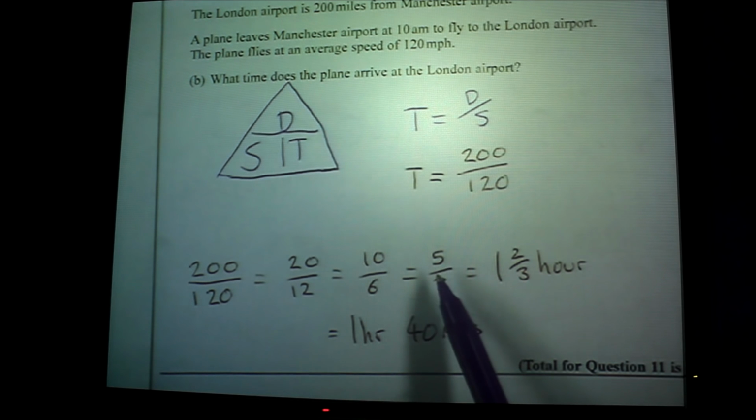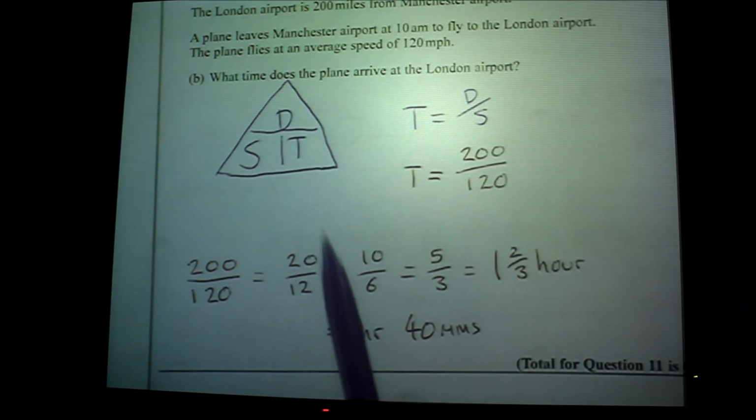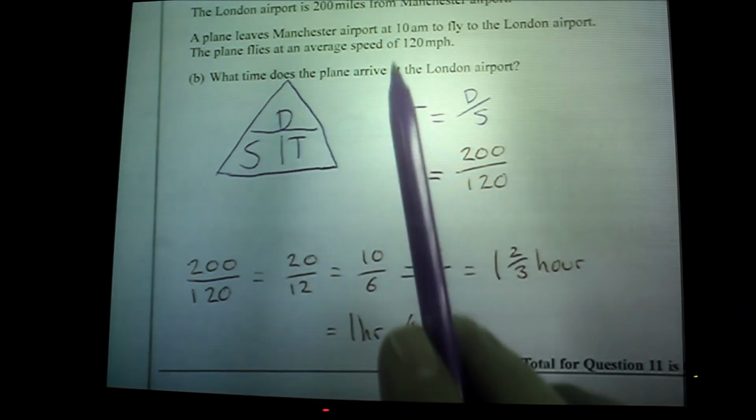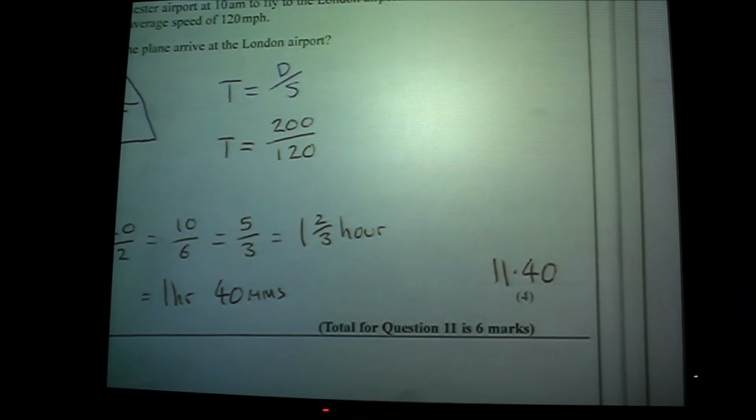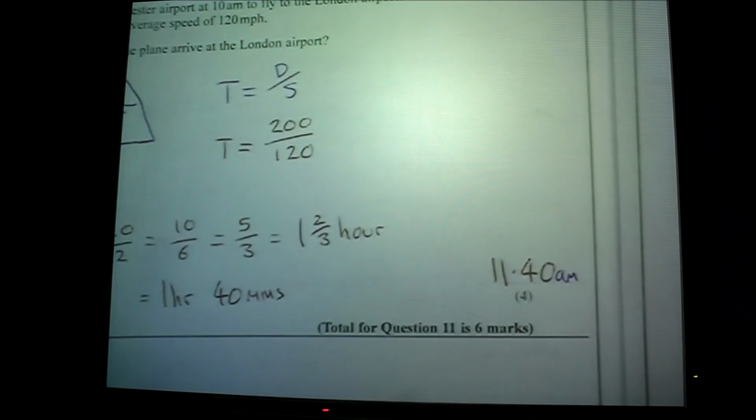5/3, convert it to a mixed number. Basically, how many 3's go into 5? 1, and there's 2 left over, which is 1 2/3 of an hour. And you've got to just be aware that 1/3 of an hour is 20 minutes. If you think about it, 1/3 of 60 minutes is 20. So 2/3 is 1 hour and 40 minutes. But the question says, what time does the plane arrive? So it leaves at 10, takes an hour and 40 minutes, so it arrives at 11:40. I suppose you should put AM on there as well, just to show you know it's the morning. Next one.